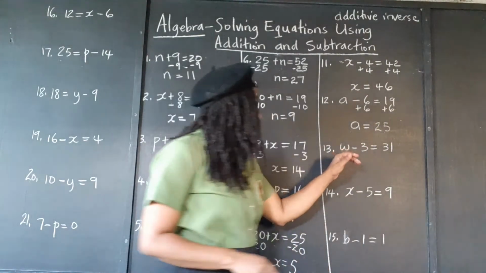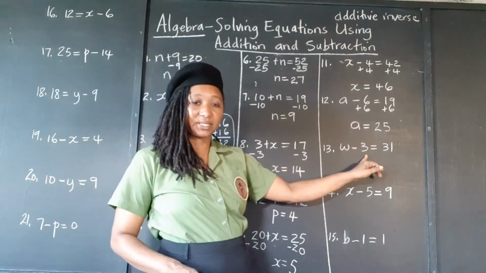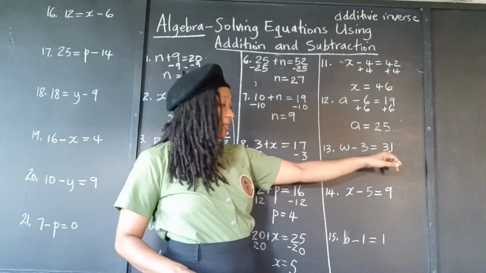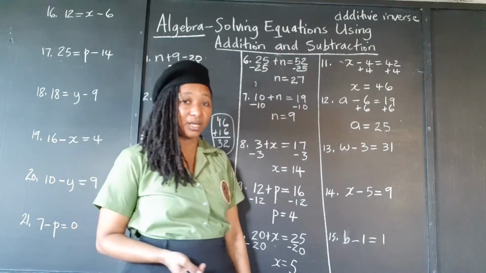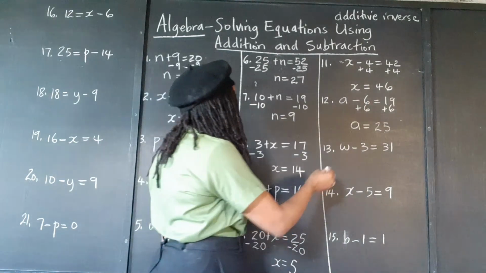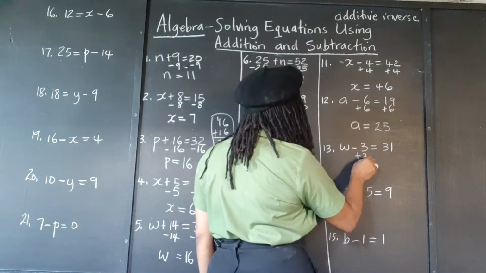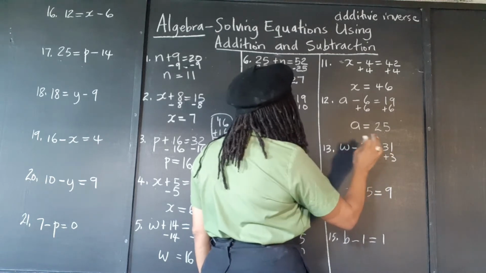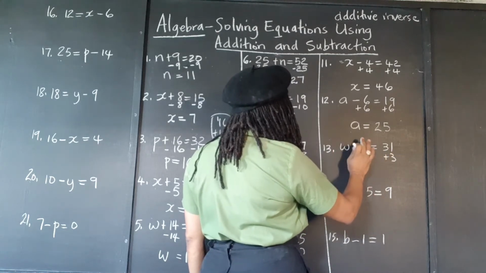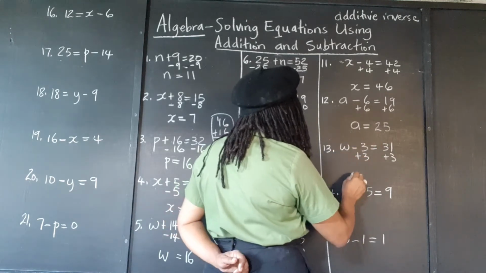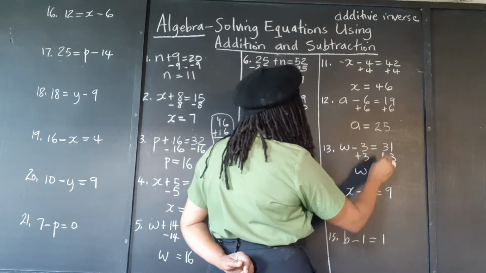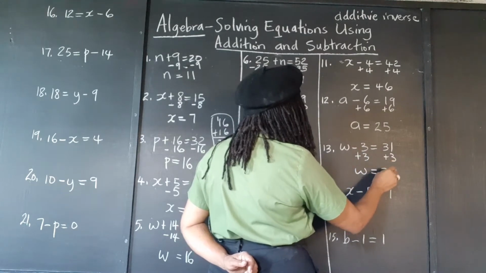Alright, so which number, when you take away 3, you get 31? Let's add 3 to both sides. This will give 0. Negative 3 plus 3, that's 0. And W equals 31 plus 3, which is 34.